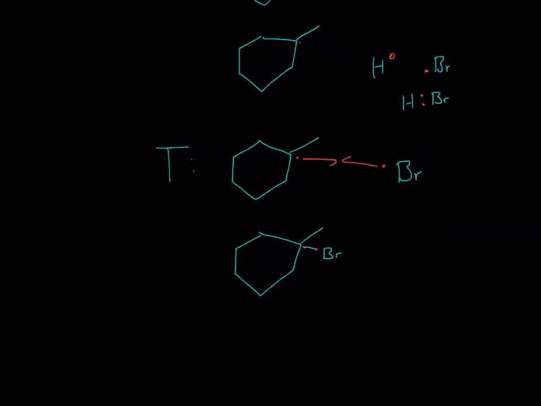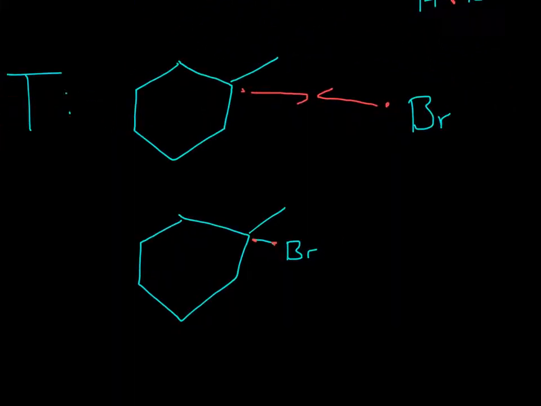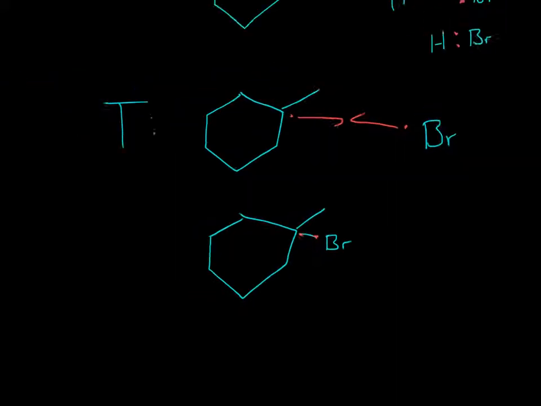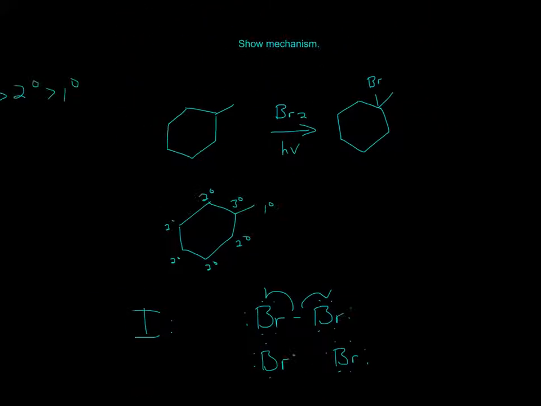So your final compound will be this, where the bromine is attached to this main compound right here. And it doesn't matter if you put it here or here, it means the same thing, because we didn't give it a wedge or a dash. And I'm showing each of its electrons being shared in this bond. So that's the overall mechanism for bromination.